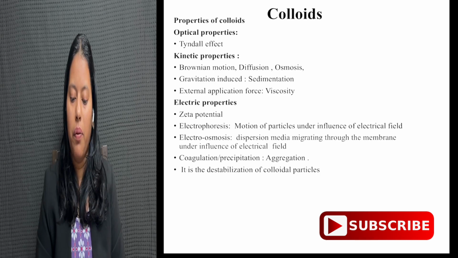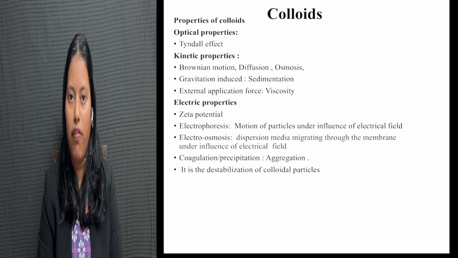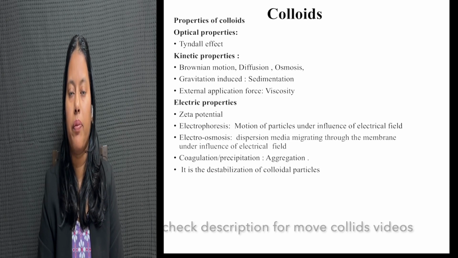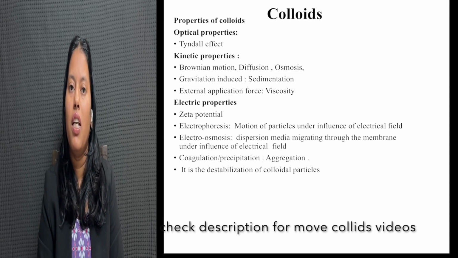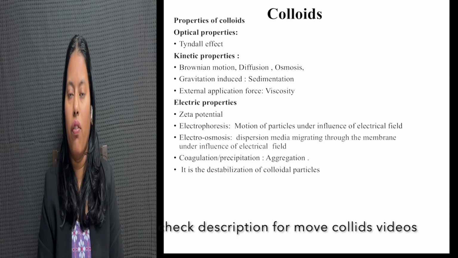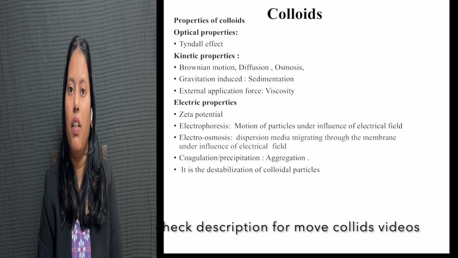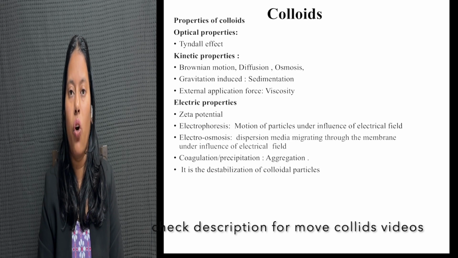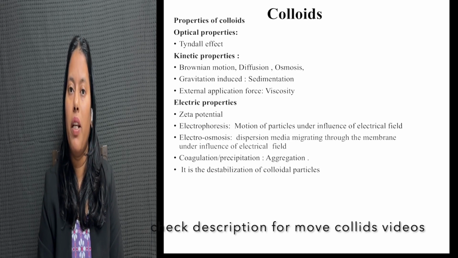So the basic properties of the colloids are, first, the optical property, which includes the Tyndall effect. Second, you have the kinetic property. These are due to the Brownian motion of the particles and include the diffusion, osmosis, sedimentation, and viscosity of the colloidal system. And third, you have the electrical property, which includes the potential on it. Basically, it is the zeta potential, and you have electrophoresis and electroosmosis, coagulation or precipitation.